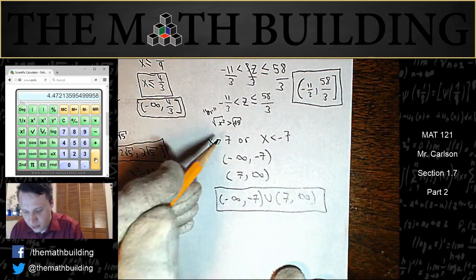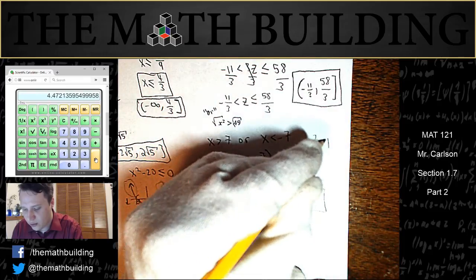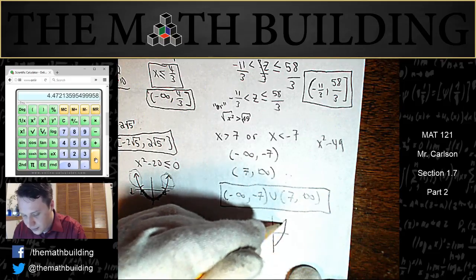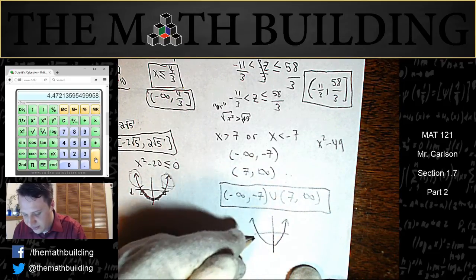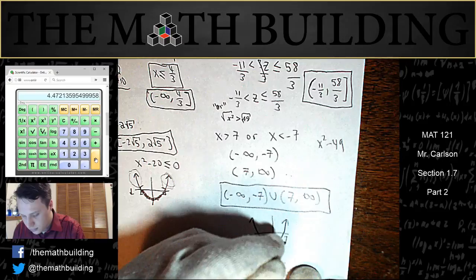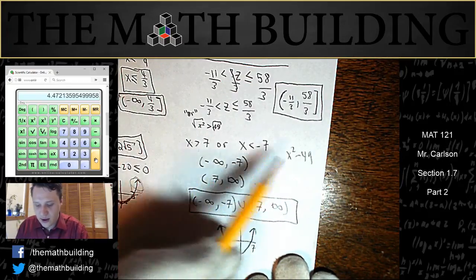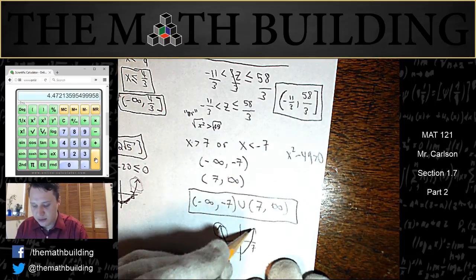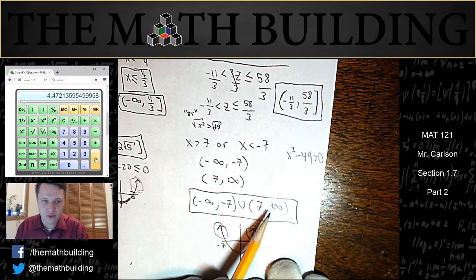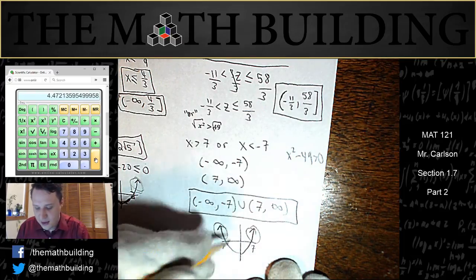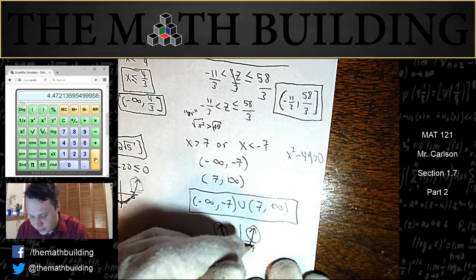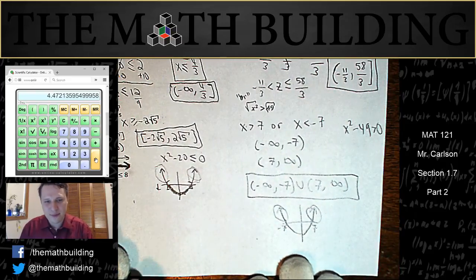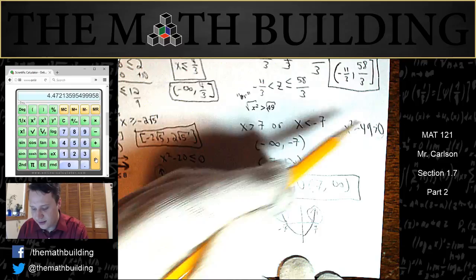If I were to graph this one, if I moved the 49 over and graphed x squared minus 49, it would look like this. Same thing, except we're crossing at 7 and negative 7. And it wants to know, when is that x squared minus 49 bigger than 0? And it's bigger than 0 on these two branches, which are represented here with this hole in the middle. And notice that these are outward facing parentheses because we don't have the equal sign. So hopefully that makes sense. Again, I plugged in a y here to graph it.